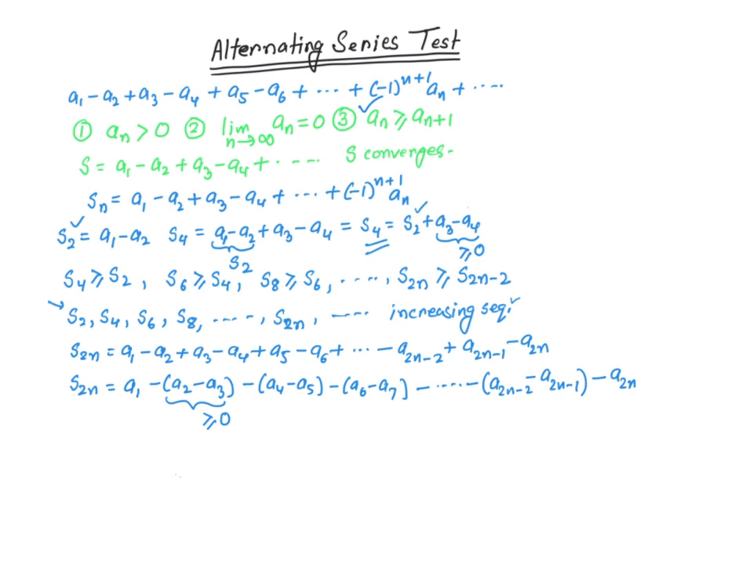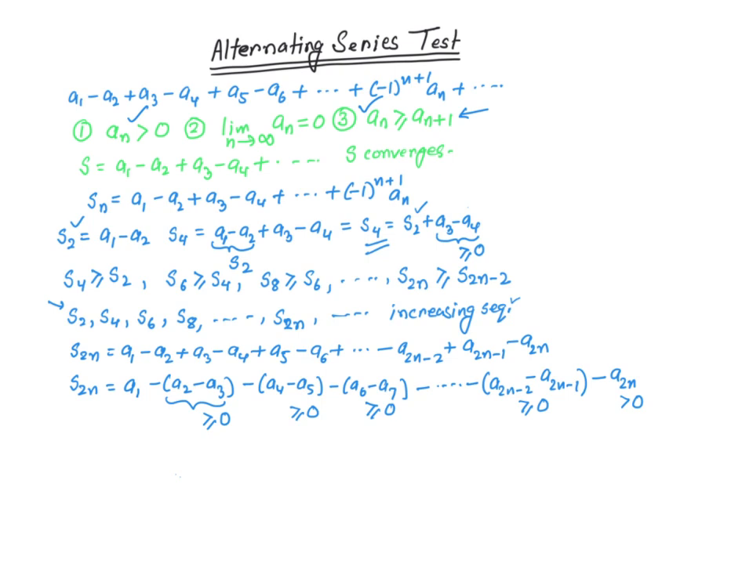In condition 3 here, it says A sub n is greater than or equal to A sub n plus 1. So that means A sub 5 is greater than or equal to A sub 6, or A sub 6 is greater than or equal to A sub 7. So each of these numbers are greater than or equal to 0. So this is greater than or equal to 0. This is greater than or equal to 0. This is greater than or equal to 0. Okay? And A sub 2n is actually greater than 0 strictly, because it says that A sub n is greater than 0, positive terms, each of them, excluding the sign.